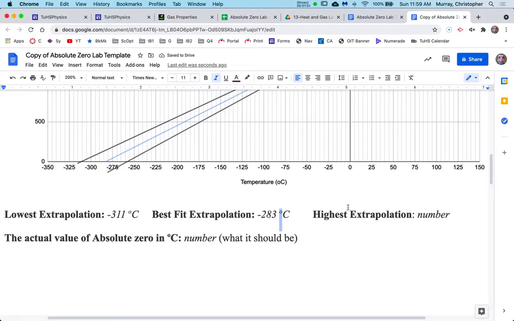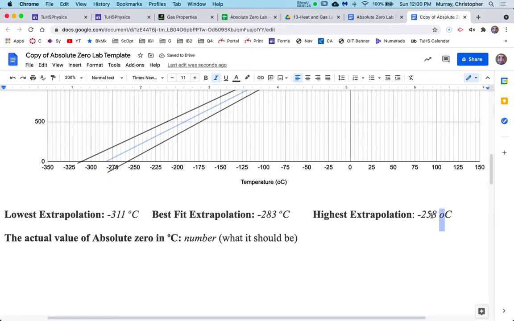Okay, let's see. And then the highest extrapolation is this guy right here. So that's minus 250, 255. I think it's 258 is what I think it is. And if yours are different, that's just fine. Everybody's unique.